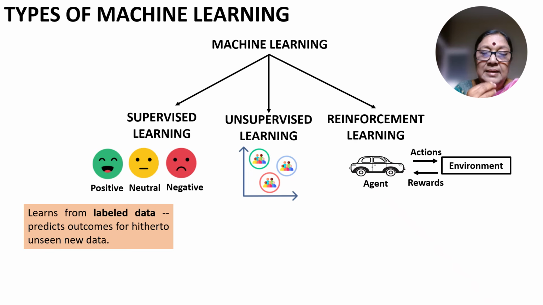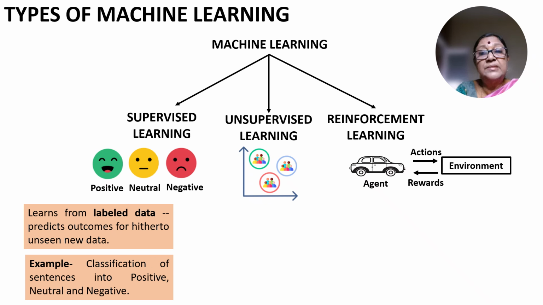So, what is supervised learning? Remember, what is given as input to supervised learning is the data, along with what output you need, which are called labels. So the input along with the label is given, and the supervised learning algorithm learns from this labeled data so that it can predict outcomes when it is given hitherto unknown data. An example is sentiment classification of text as positive, neutral, or negative. You give a large amount of data tagged or labeled as positive, negative, or neutral, and then when you give it a new text, it will be able to classify it as positive, neutral, or negative.